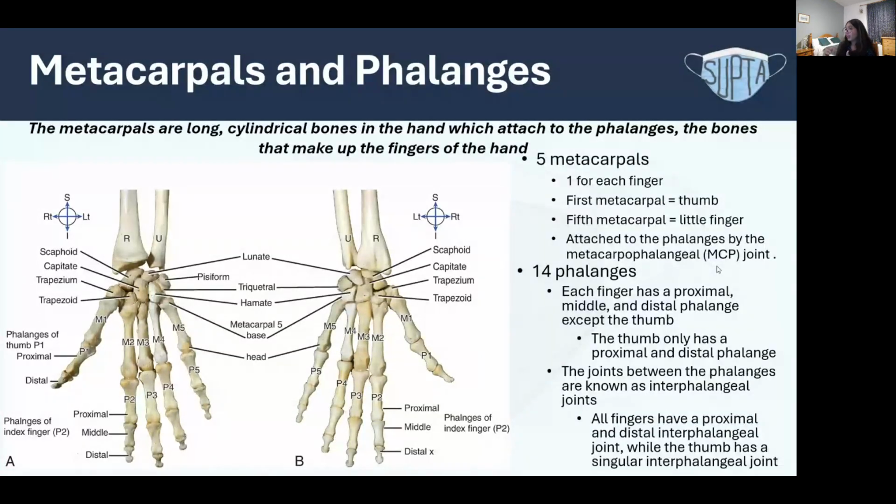Now we have 14 phalanges. You think, why such a weird number, right? Because our thumb has a proximal and a distal phalange, whereas the other fingers have 3: a proximal, a middle, and a distal phalange. So your thumb essentially has 2 phalanges connected by one joint, the interphalangeal joint, whereas the other fingers are connected by 2 joints: a proximal interphalangeal joint and a distal interphalangeal joint. Proximal is closer, distal is further away. I hope I'm making sense so far.